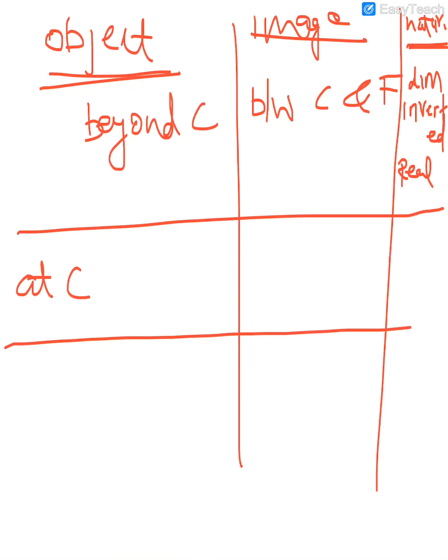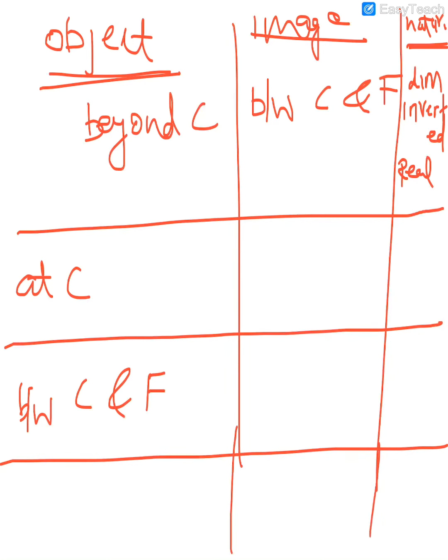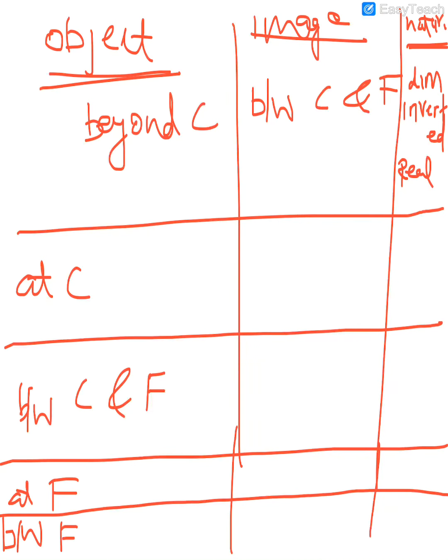and complete this table. Now between C and F, do the same thing. Then at F, do the same thing. Now finally between F and pole, do the same thing and fill these boxes. I am giving this as a work for you. All of you please do it, and I will tell you when to submit.